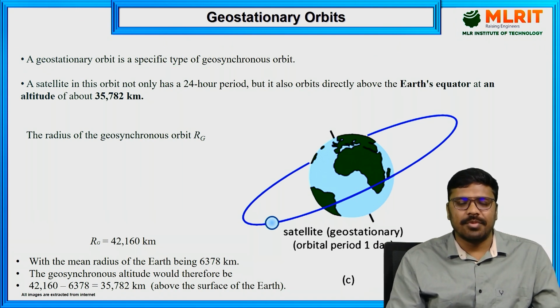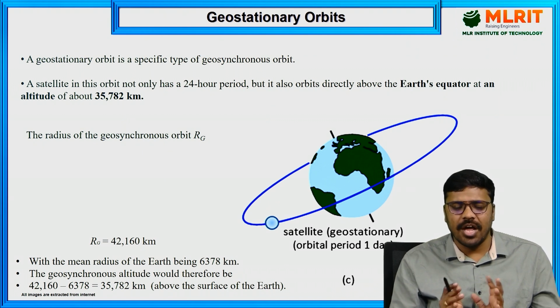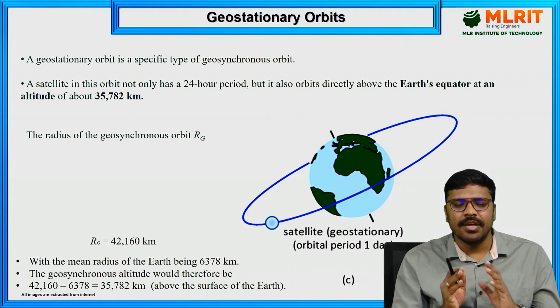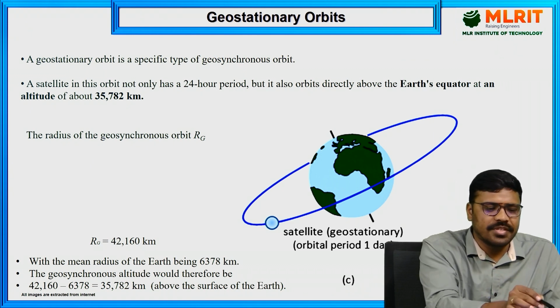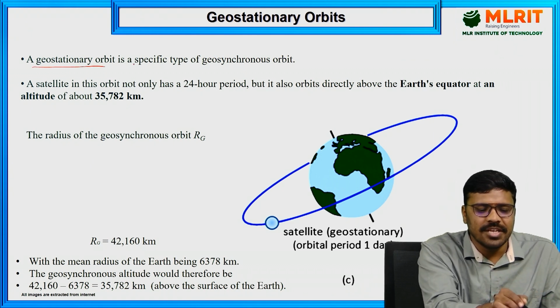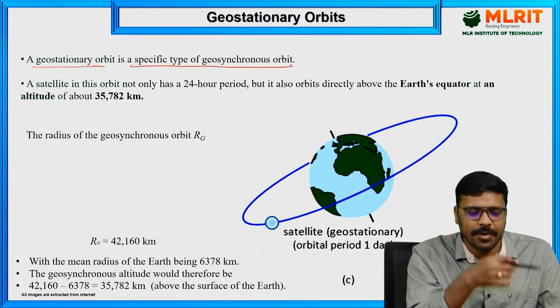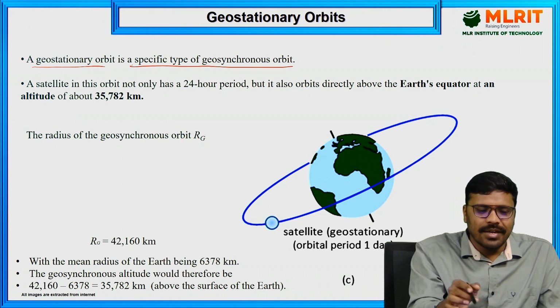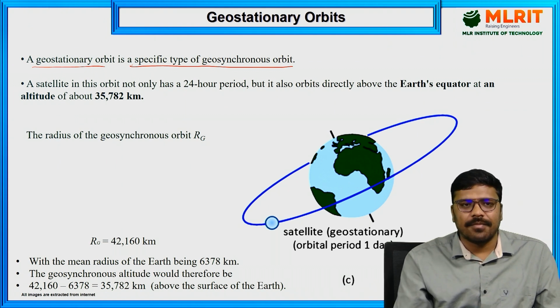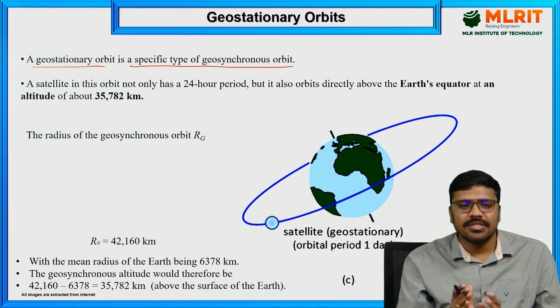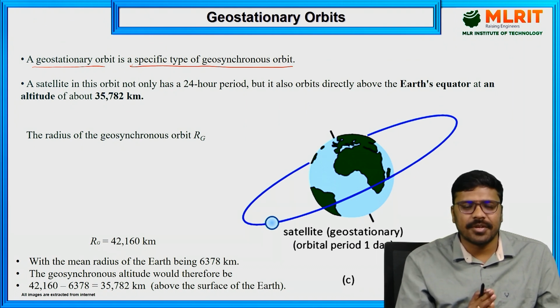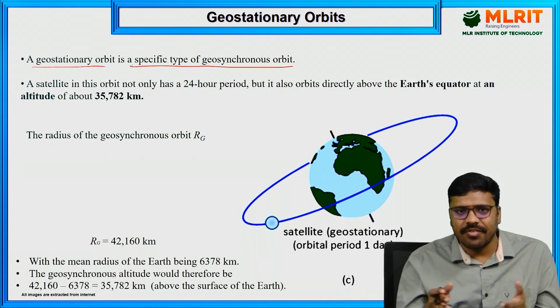Coming to the next topic, the geostationary orbit. Geostationary orbit is almost similar to the geosynchronous orbit. A small difference will be there. A geostationary orbit is a specific type of geosynchronous orbit, and that is nothing but one that lies in the equatorial plane. Geosynchronous will have some inclination theta with respect to the equatorial plane, but the geostationary orbit lies in the equatorial plane.